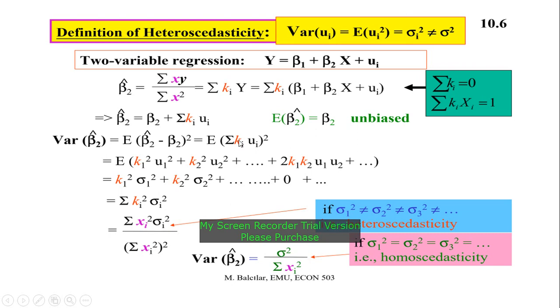So in a nutshell, the variance of beta 2 here will give us the summation of ki squared sigma i squared. Now when we substitute ki, which we represented as xi over the summation of xi squared, our ki squared will give us the summation of xi squared over the summation of xi squared all squared, multiplied by sigma i squared. Because of this, we say heteroscedasticity exists, because the variance of the error term would vary. Now for homoscedasticity, this is what we are supposed to get.